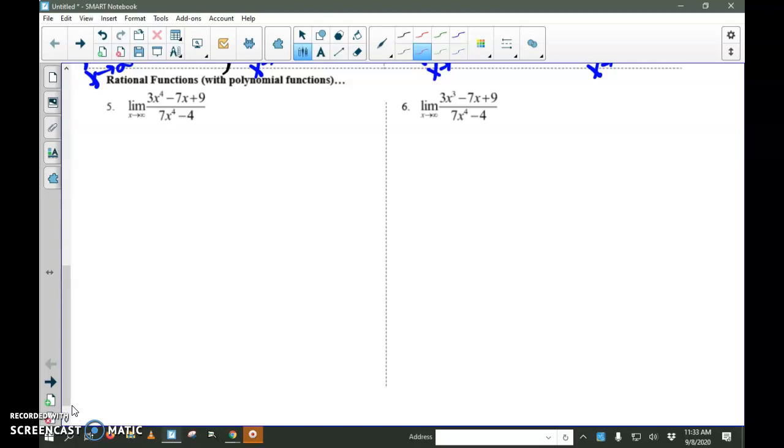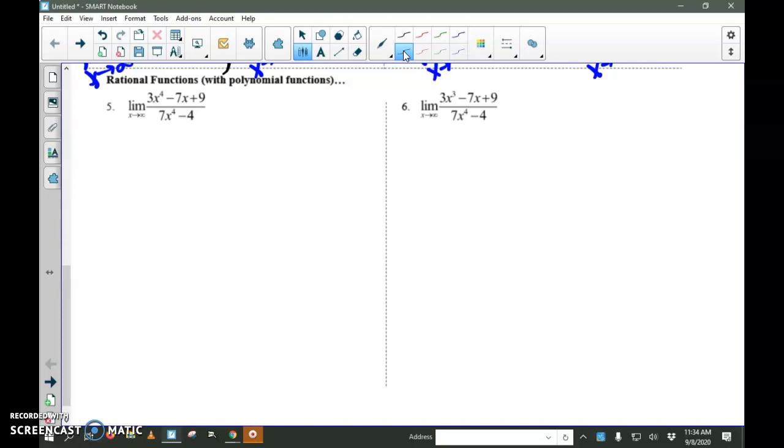Okay, so as long as you can recall the end behavior for polynomial functions, we're going to use that information to help us with the end behavior of rational functions. Remember, rational functions are when you have one polynomial function, or any function really, divided by a second function. All right, and so the first example we have is the limit as x approaches infinity of 3x to the fourth minus 7x plus 9 divided by 7x to the fourth minus 4.